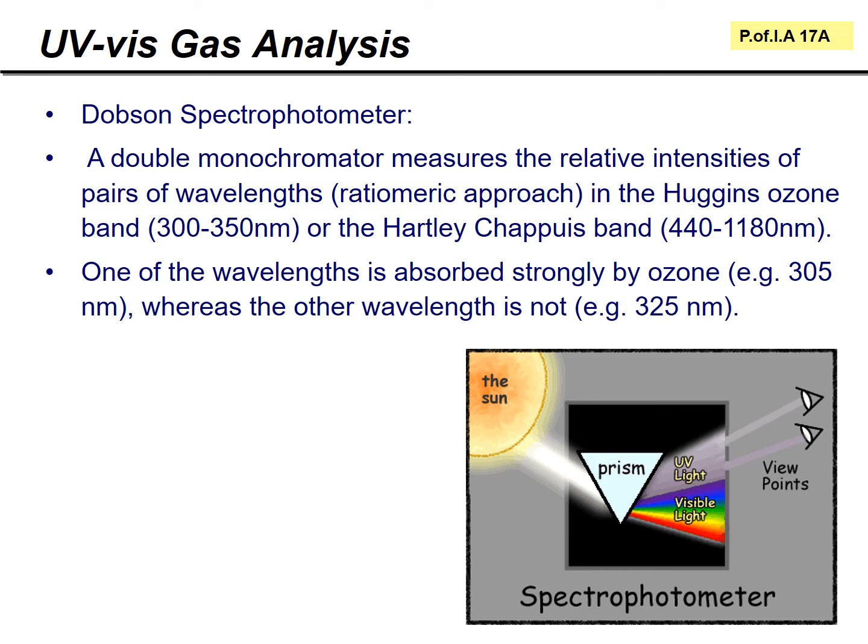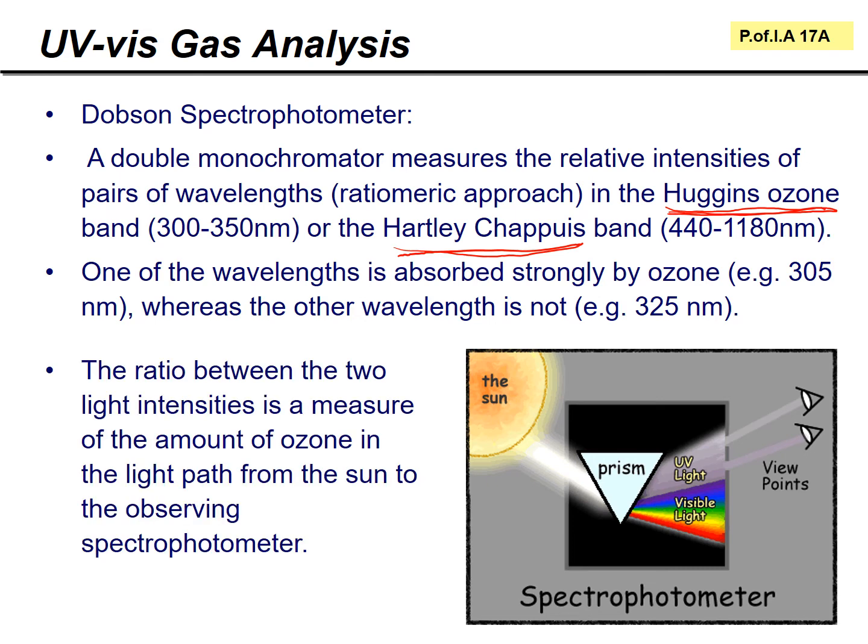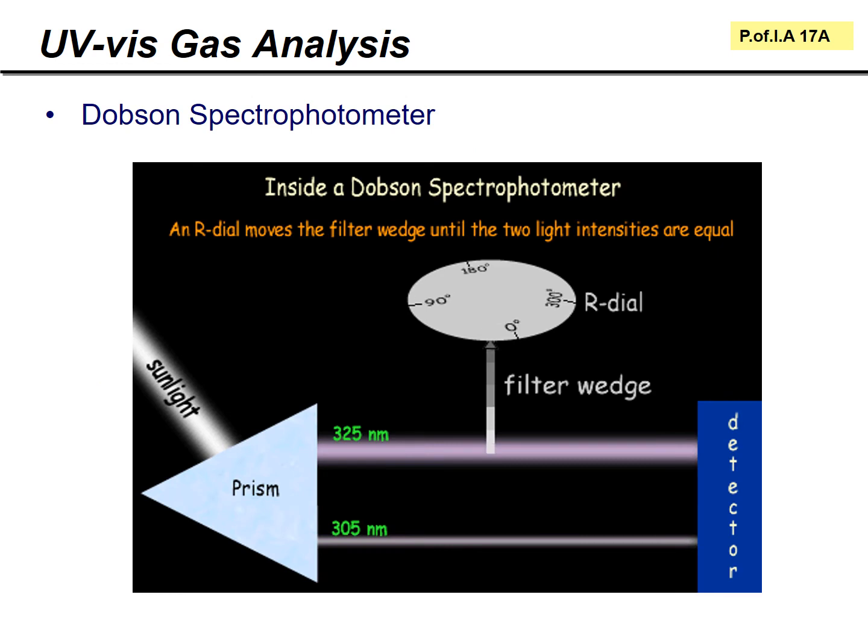So when looking for ozone, there's the Huggins ozone band. So this is a section of the ozone spectrum that has a name. And then another section is the Hartley-Chappuis band in these different regions of the spectrum. And what the Dobson spectrophotometer does is it measures the absorption at one wavelength where the ozone absorbs and another where it doesn't. And it calculates the ratio and determines the amount of ozone from that. So it looks a bit like this.